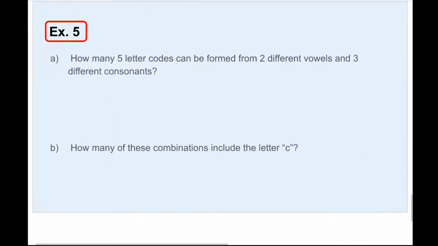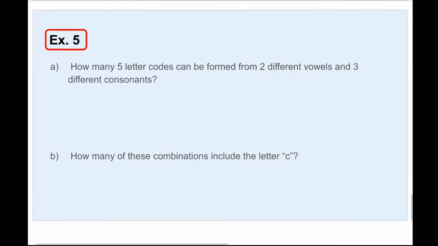Example 5, now this is going to get a little bit tricky because now we're going to throw in permutations and combinations together. So in example A, how many 5-letter codes can be formed from 2 different vowels and 3 different consonants? So this is where it's tricky because 5-letter codes, this is a permutation, because this is ordered.